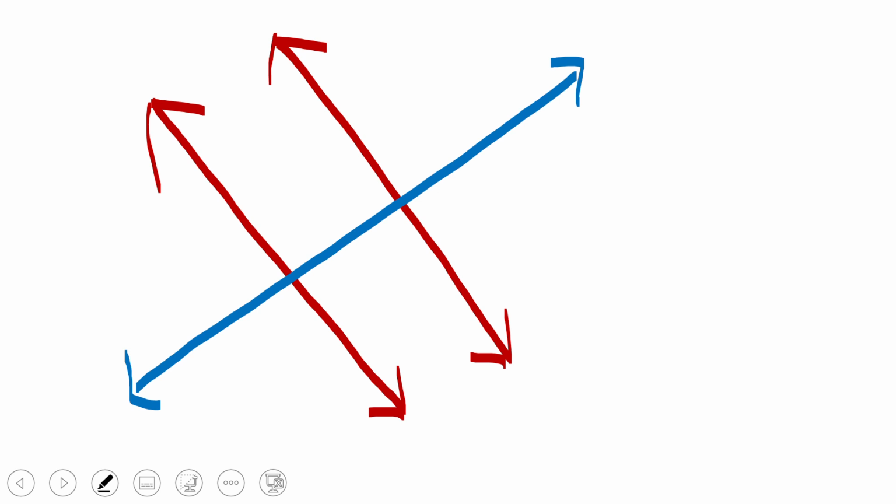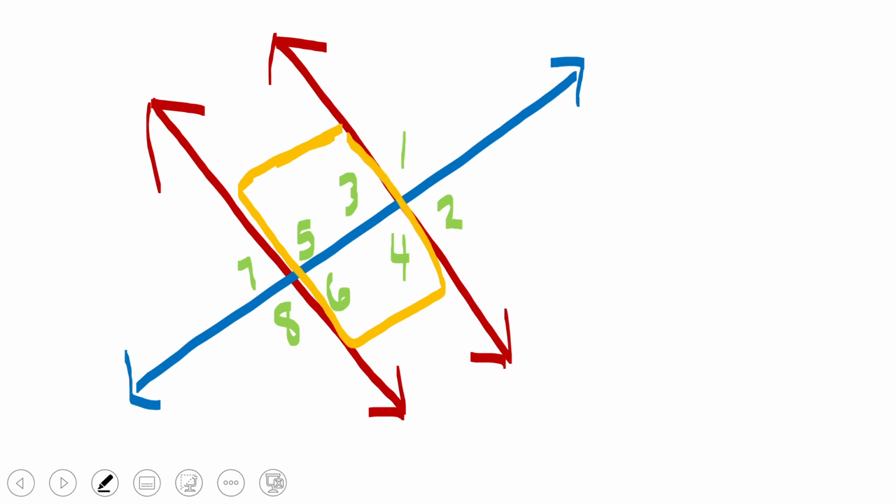We can label the angles this creates as 1, 2, 3, 4, 5, 6, 7, 8. If we have information for even one of these angles, we have a lot of information for the transversal. So let's look at all the parts. First of all, we have an interior to the parallel lines. This would be the inside. And there is an exterior to the parallel lines, the outside. Think about that.